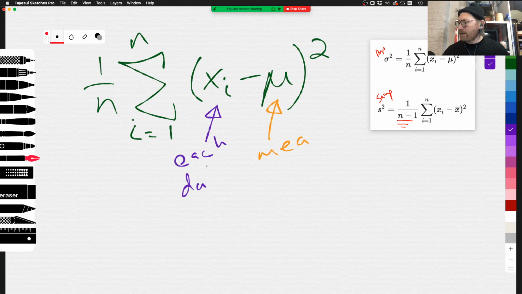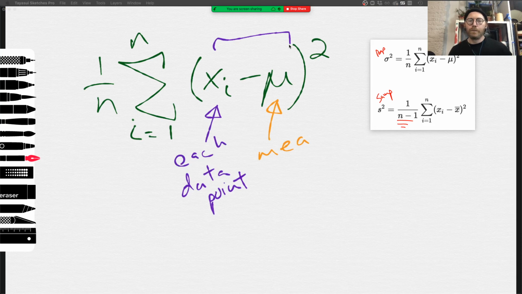So one by one, we look at each data point. We subtract the mean from that data point, then we square it. Why do we square it? Does anybody have a thought as to why we square these values, the result of this operation? Yeah, we get rid of negative numbers.